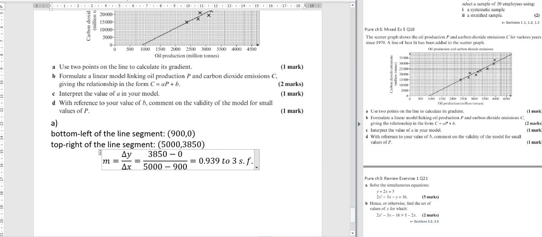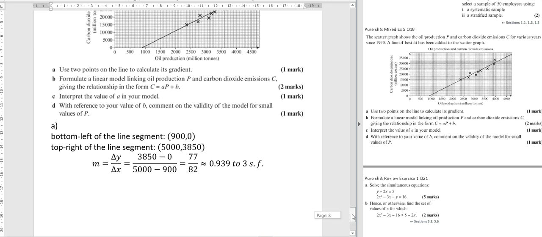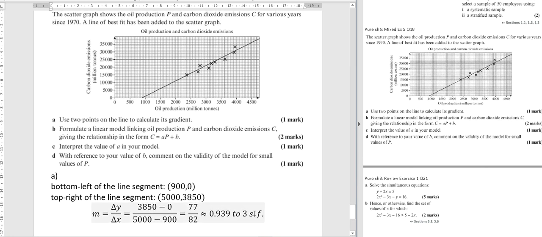It might be worth putting an exact value in there as well, 77 over 82, but the approximate value, to be honest, is more sensible here because it's a mathematical modelling question. No one's claiming that for every 82 million tons, we emit exactly 77 million tons of carbon dioxide or whatever else that number might represent. It's an approximation, and this is pretty much what the number shows us.